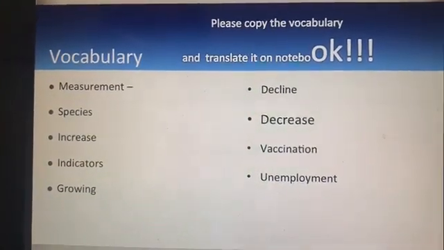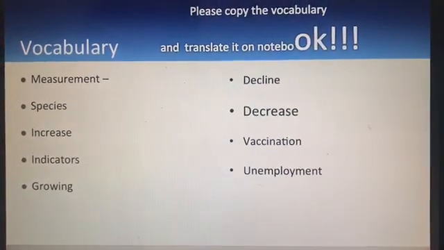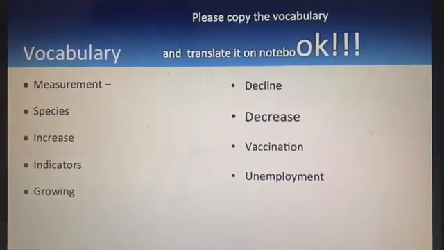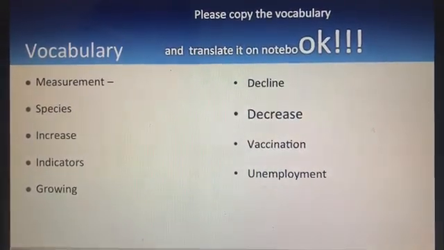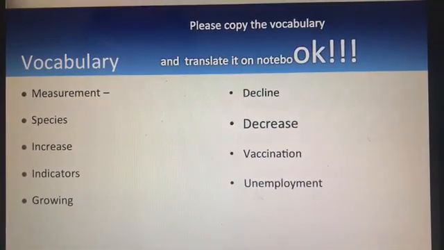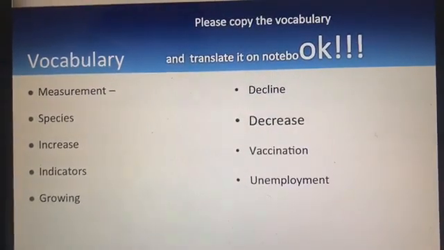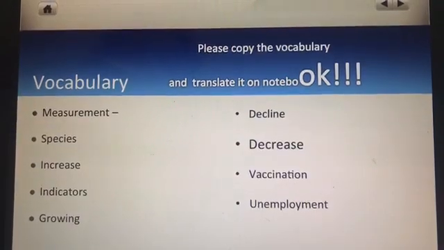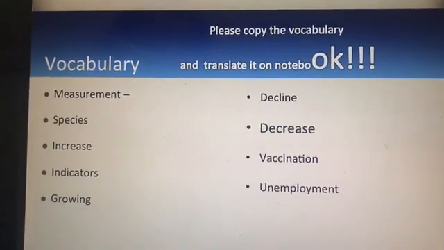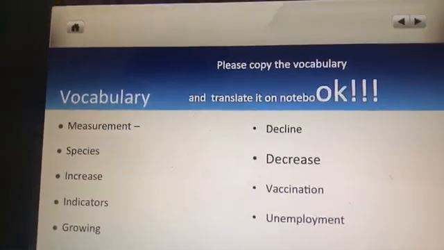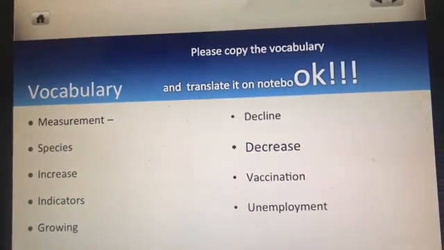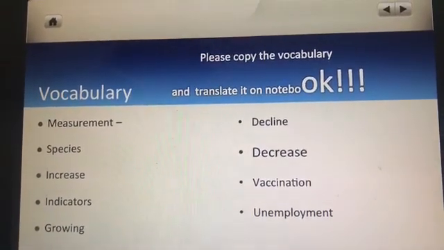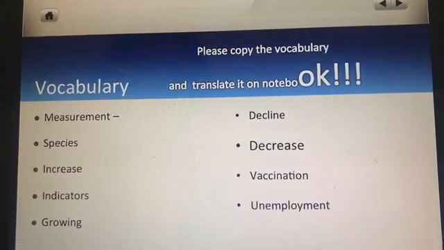The last word is indicators. It is not the last word, I'm sorry. Indicators. The next word is growing. Growing means crecimiento. Please copy crecimiento and repeat growing, growing.